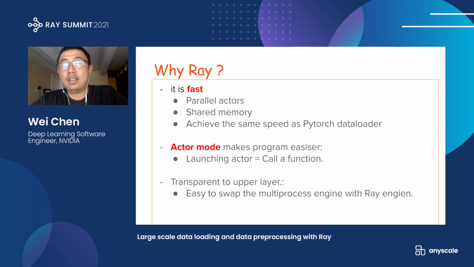The third reason is that it's transparent to the upper layer. We have our own dataset and our own sampler. When we're switching from the PyTorch-based data loader engine to the Ray-based data loader engine, we don't need to change a lot of code. It's quite easy to swap the entire multiprocess engine and replace it with the Ray engine. The upper-level application developers don't even need to know what's happening under the hood, and they can achieve the same functionality and the same speed. That's the reason why we want to choose Ray.